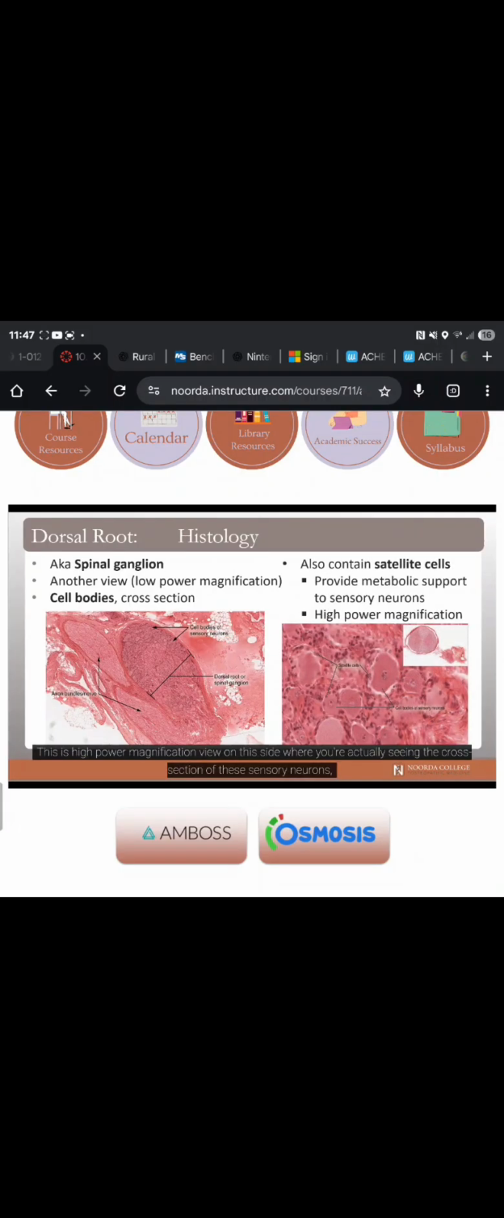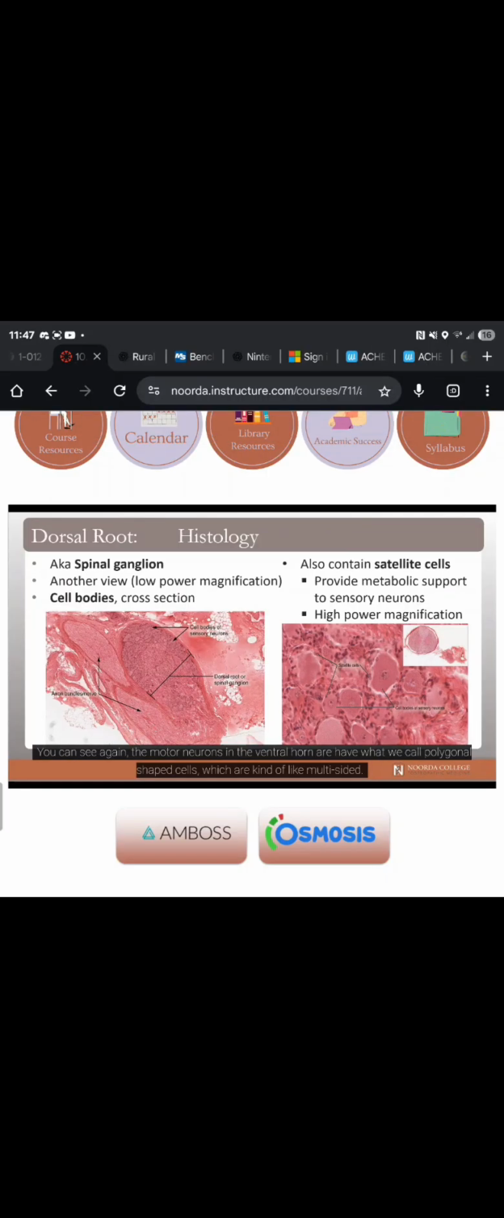Now within the ganglion you can also have support cells called satellite cells. These are metabolic support cells to the sensory neurons because, again, they need nutrients and communication to make sure they're very healthy. So this is low power magnification on the left-hand side. This is the high power magnification view on this side, where you're seeing the cross-section of these sensory neurons, which are the larger cells with the nucleus in the center. All of these other, smaller nuclei surrounding the sensory neurons are your satellite cells. Don't forget, satellite means peripheral. That's what they do: they are metabolic support cells located peripheral to the sensory neuron cells.